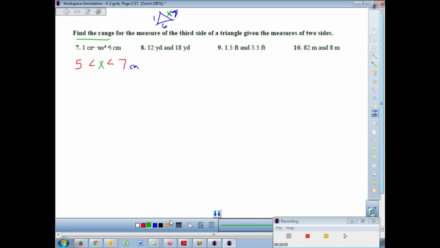Moral of the story, for these problems, it's so simple. X goes in the middle. Find the smaller number by subtracting the two values. Find the larger boundary by adding them. And these symbols always point to the left, and they will never have equal to bars.